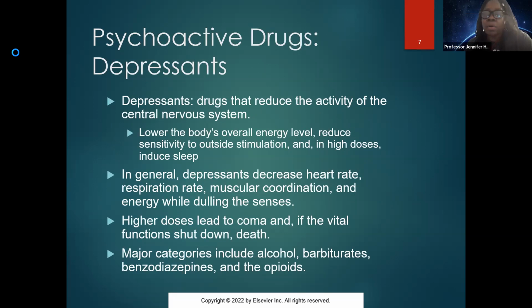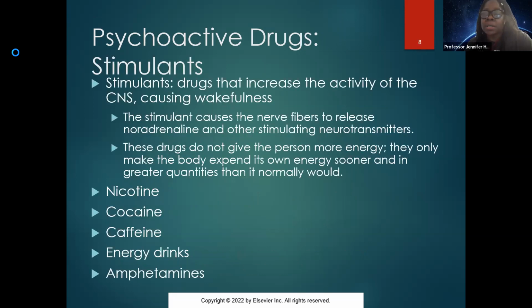They lower the body's overall energy level and reduce sensitivity to outside stimuli. High doses induce sleep, and even higher doses can cause death. That's a good way to educate folks. Think of your opioids, barbiturates, alcohol, benzodiazepines. Then your stimulants are drugs that increase activity: nicotine, cocaine, caffeine, energy drinks, amphetamines. Any of these can lead to addiction.